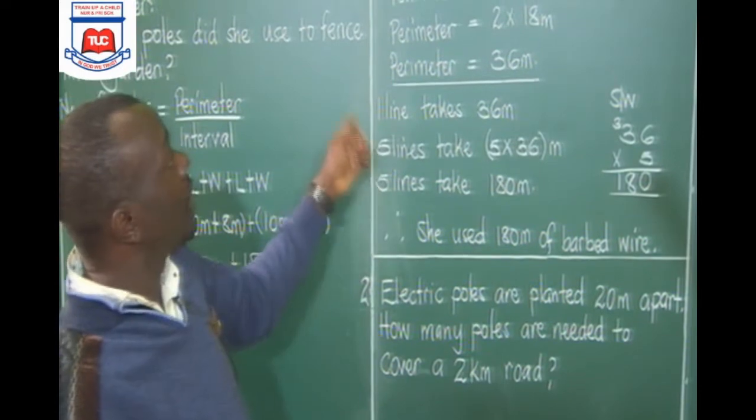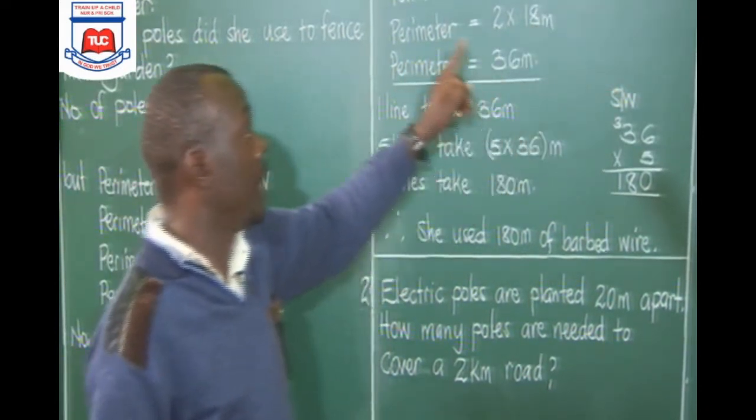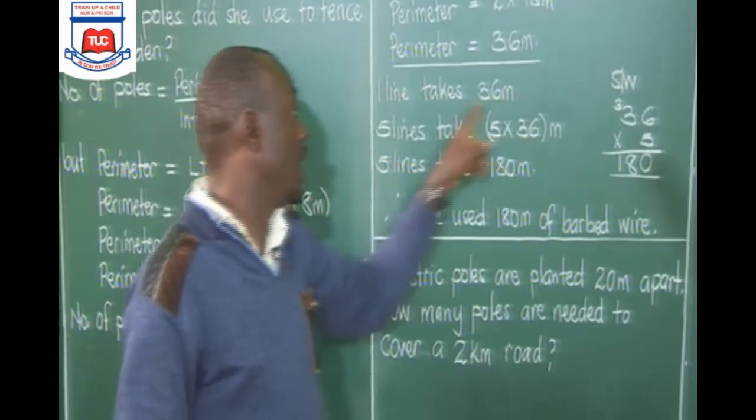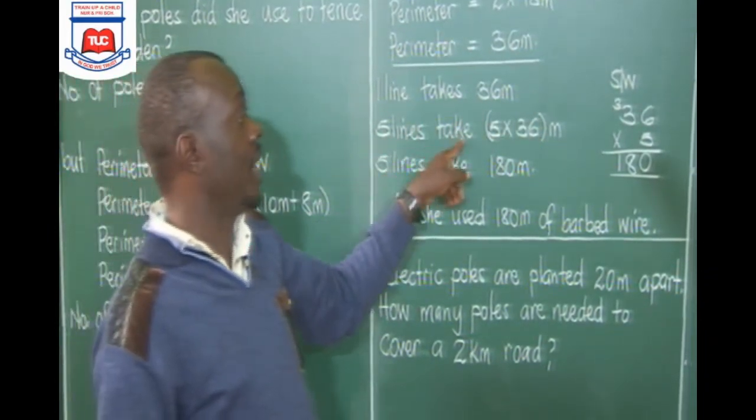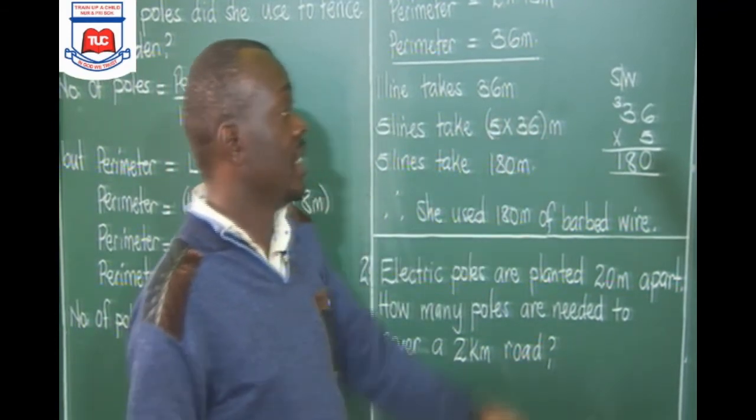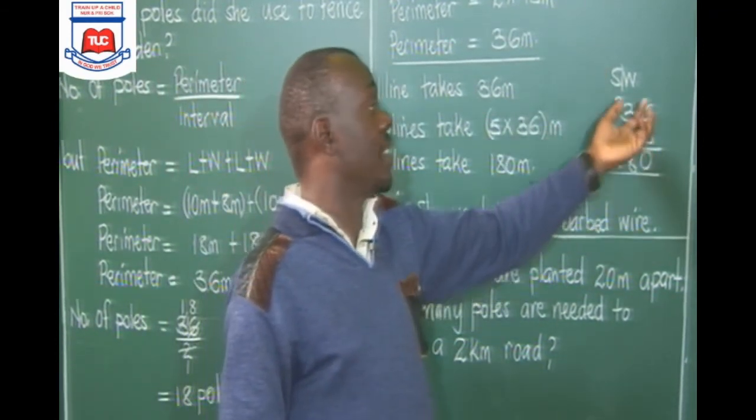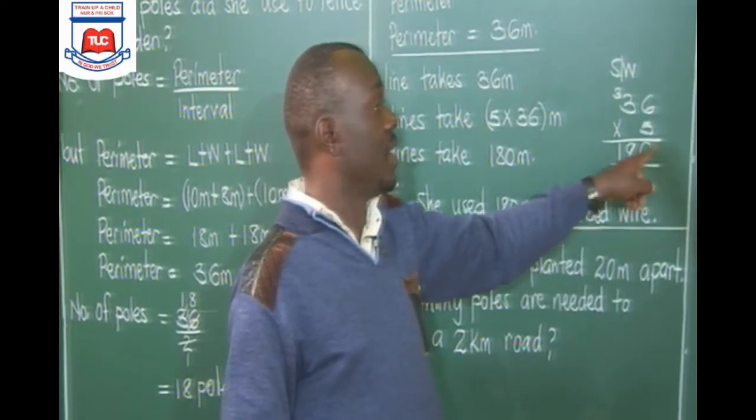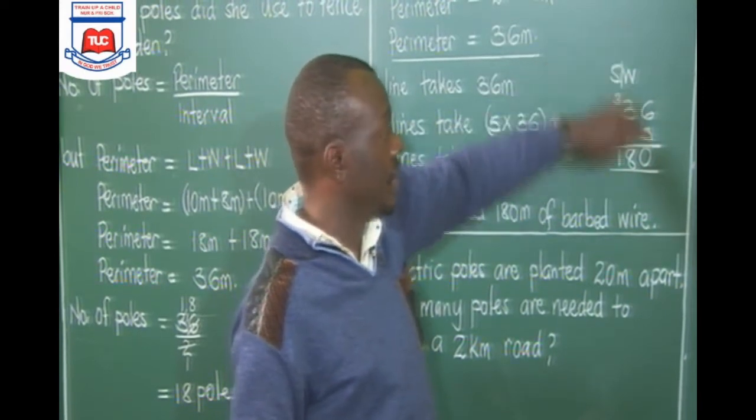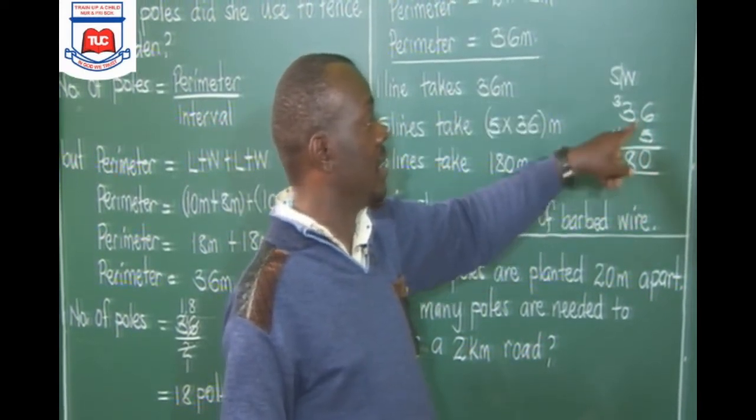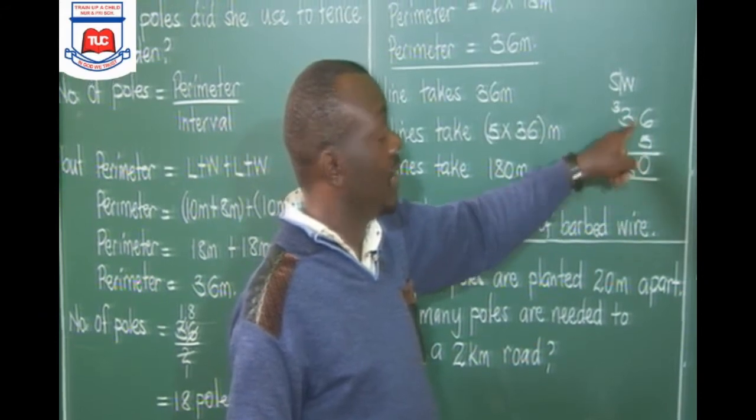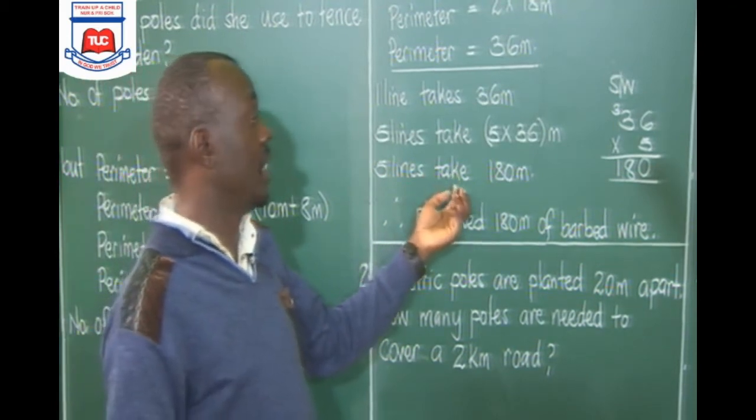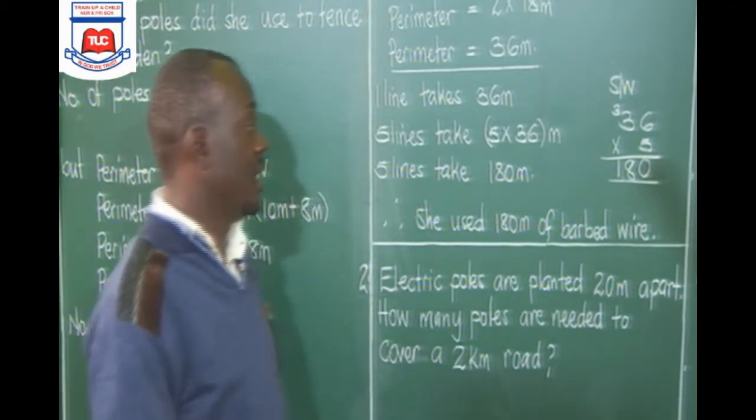So, as we said, 1 line of barbed wire represents perimeter. Now that the perimeter is 36 meters, you say 1 line takes a 36 meter wire. What about 5 lines? We take 5 times 36 meters. Then on your side, you multiply 36 by 5. 5 times 6 is 30. Write 0 and carry, or regroup, 3. 5 times 3, you get 15, plus 3, you get 18. So 5 lines of barbed wire take a 180 meter wire.